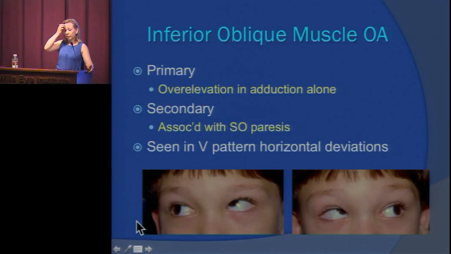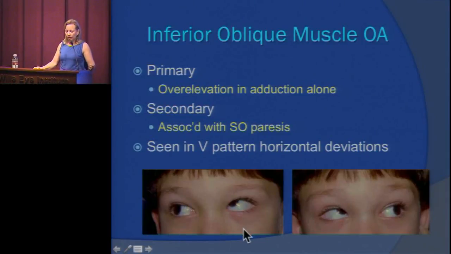Okay, so the first vertical deviation we're going to address is the inferior oblique muscle overaction. In primary overaction, you just have an over-elevation in adduction alone. And in a secondary deviation, you have an associated superior oblique paresis. So the superior oblique isn't working, so the inferior oblique, the antagonist, is overacting. You see a V pattern in horizontal deviations, okay? So you don't need to memorize a V pattern. If you think about the action of the inferior oblique, if it's overacting in up gaze, it's going to abduct more. So it develops a V pattern, okay?